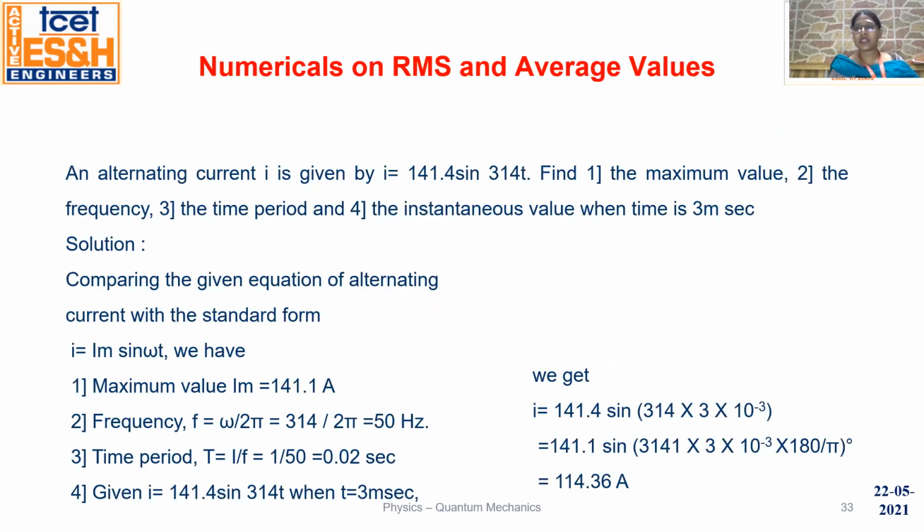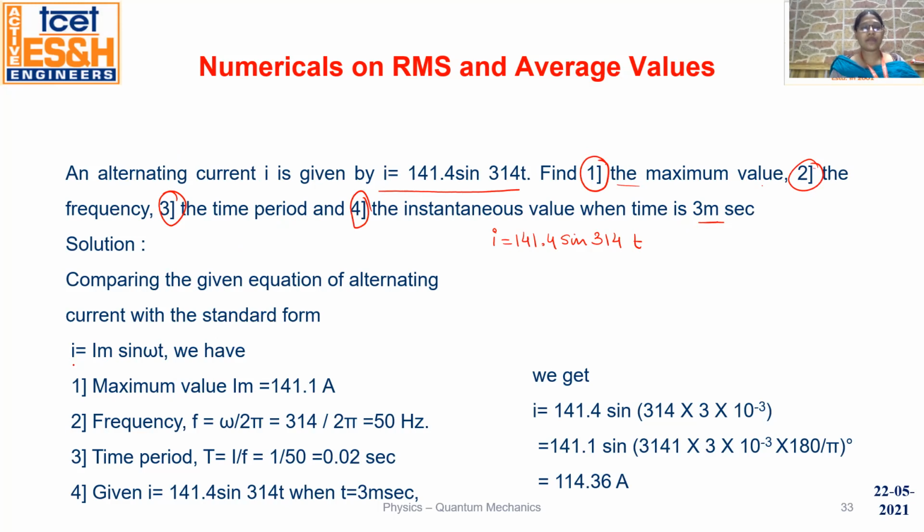Now again, this numerical is given. Here the current is given as I equal to 141.4 sine 314t. Now first we have to find out the maximum value, the frequency, the time period, and the instantaneous value at 3 millisecond. Clear? What you have to find? You have to find maximum value, frequency, time period, and instantaneous value.